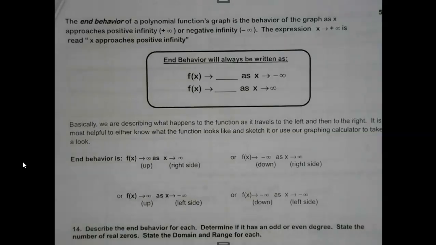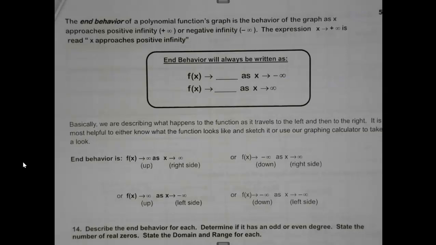Okay. End behavior, it's exactly what it sounds like. Describes the behavior at the end of each portion of your graph. Okay, where's it going? But of course, mathematicians like to make this more complex. Instead of just saying, hey, when the graph's going to the left, it's going down. When it's going to the right, it's going up. We got to use infinity for everything.